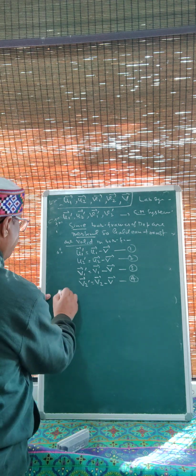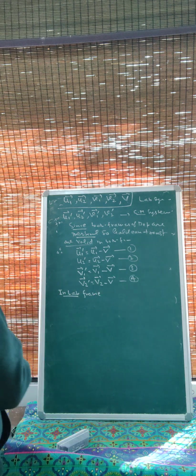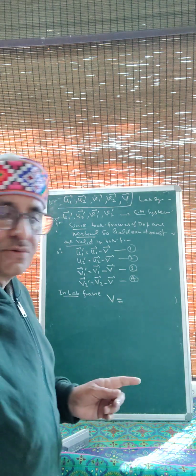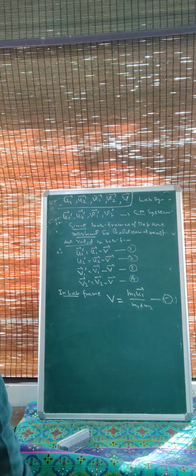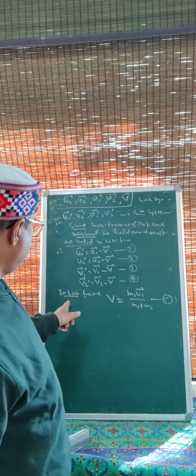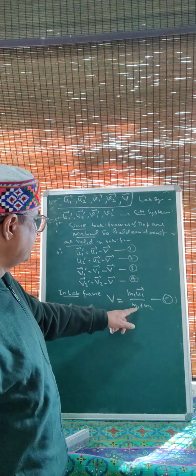Now we know that in the lab frame, we did this yesterday too, v is equal to the velocity of center of mass. You can check your notes. We had calculated that, and it was equal to m1 u1 over m1 plus m2. Let us say that this is equation number 5. This is the velocity of center of mass. The velocity of center of mass in the lab system is given by this, just before collision.